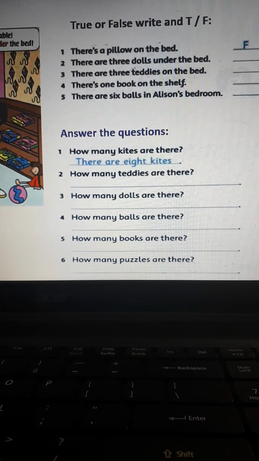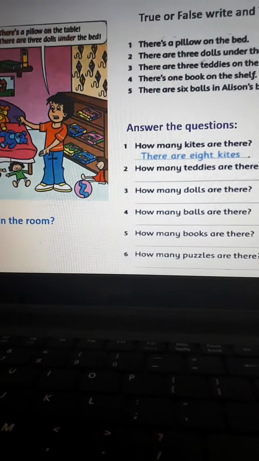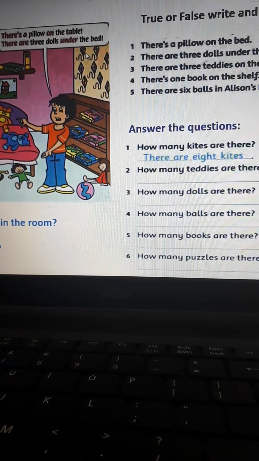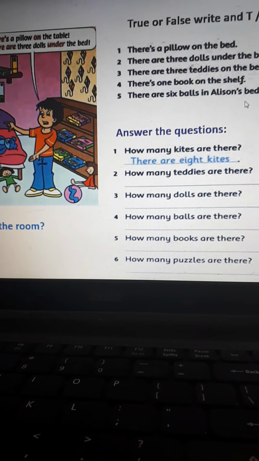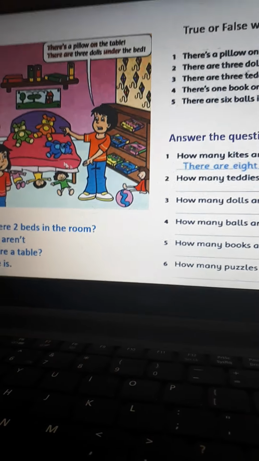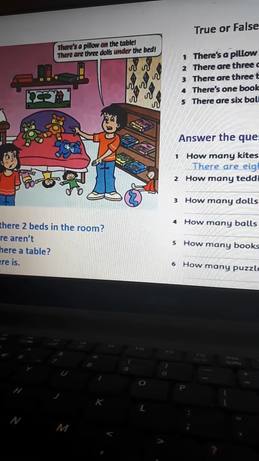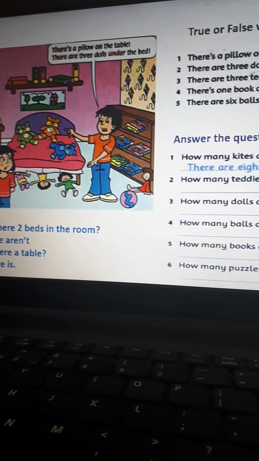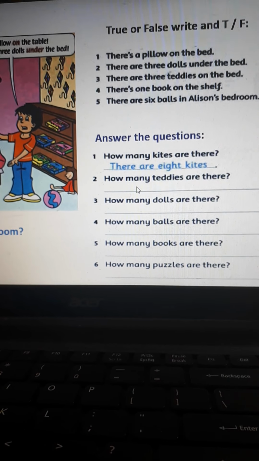There are, well, the kids are these ones, the ones that are on the wall. 3, 4, 5, 6, 7, 8. That's why it says 8. How many teddies? 1, 2, 3. Okay, so there are 3 teddies. Teddy bear is the same as bear, los ositos. Okay, so we will put there are 3 teddies.